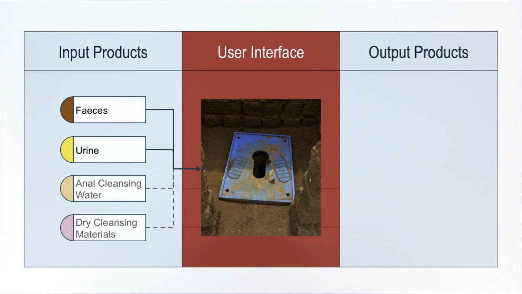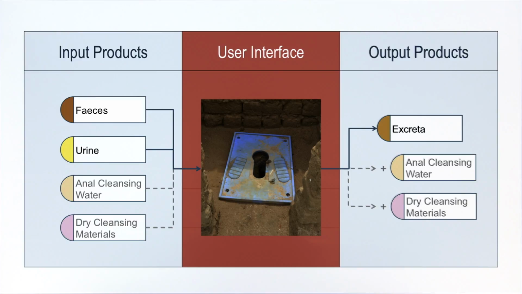Obviously, feces and urine go into the toilet. Anal cleansing water and dry cleansing materials can also possibly be input products. However, they do not always occur, and for some subsequent technologies, it is not recommended to put them into the toilet. This is indicated by the gray font and the dashed lines. Whether anal cleansing water or dry cleansing materials occur or not, of course depends on the user preferences. As you can see on this diagram, flush water is not listed among the inputs. That is why we call it the dry toilet.